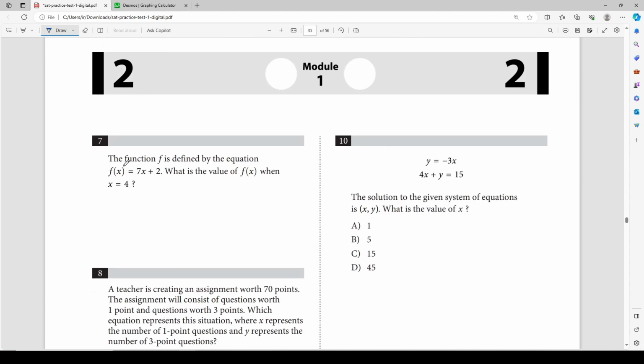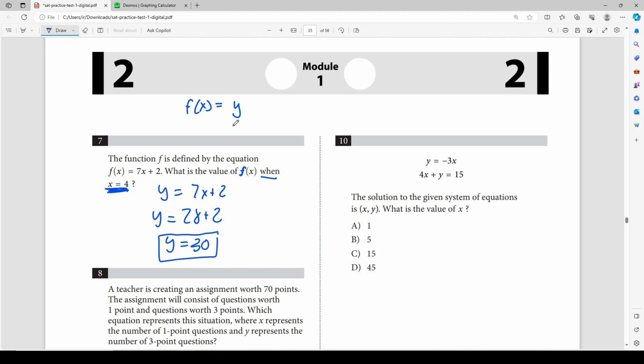So number 7 is the function f is defined by the equation f of x is equal to 7x plus 2. What is the value of f of x when x is equal to 4? Easy, right? So what is f of x when x is equal to 4? If this confuses you, just look at this as y is equal to 7x plus 2. f of x and y are the same thing, right? So y is equal to 7x plus 2 when x is equal to 4. So what is y equal to when x is equal to 4? Well, y is equal to, plug in x as 4, that's how you solve these problems, 28 plus 2. 7 times 4 is equal to 28, and 28 plus 2 is equal to 30, so y has to equal 30. Simple.